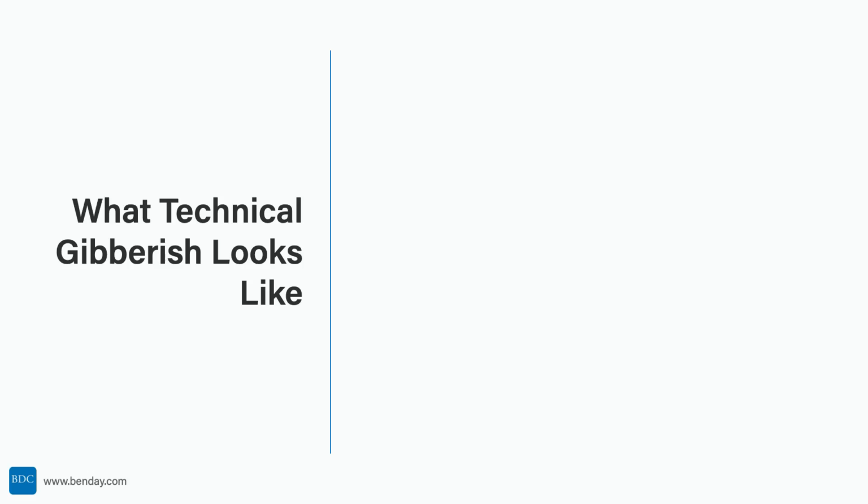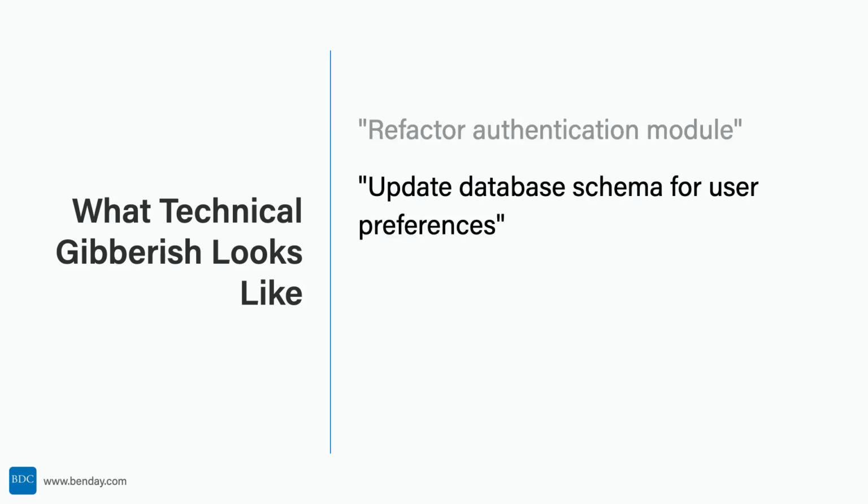Let me show you what I mean by technical gibberish. These are real examples from lists I've seen. Refactor authentication module. Okay, I'm a nerd. I roughly understand what that's about. But what does it mean for the business? Why should anyone care? Update database schema for user preferences. Oh, great, some tables are changing. But what does the user get out of this? What problem does it solve?